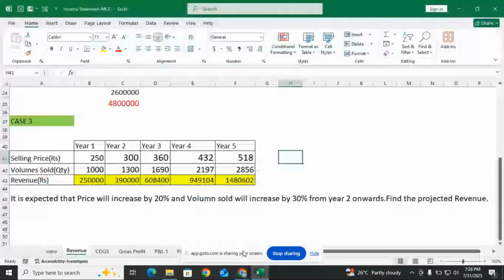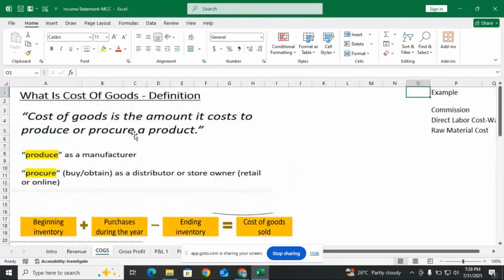Right. So I hope these concepts are clear. In case you have not got it, complete it. Complete all the three cases, and after this you're going to arrive at the cost of goods sold.